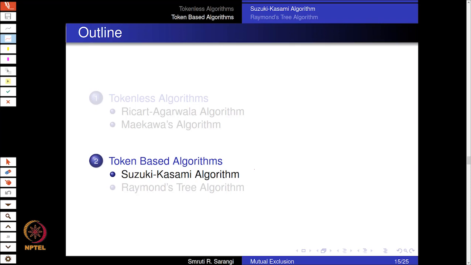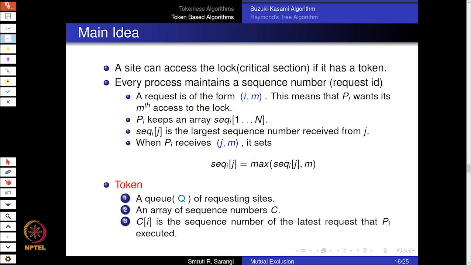We'll discuss the two token-based algorithms, the Suzuki-Kasami algorithm and Raymond's tree algorithm. So they differ in terms of their philosophy as compared to the previous algorithms. The idea over here is that a process can access the critical section if it has a token. So every process maintains a sequence number or a request ID. A request is of the form of a tuple (i, m). Here i refers to process Pi, the process ID, and m is the sequence number, which says that it needs the mth access to the lock.